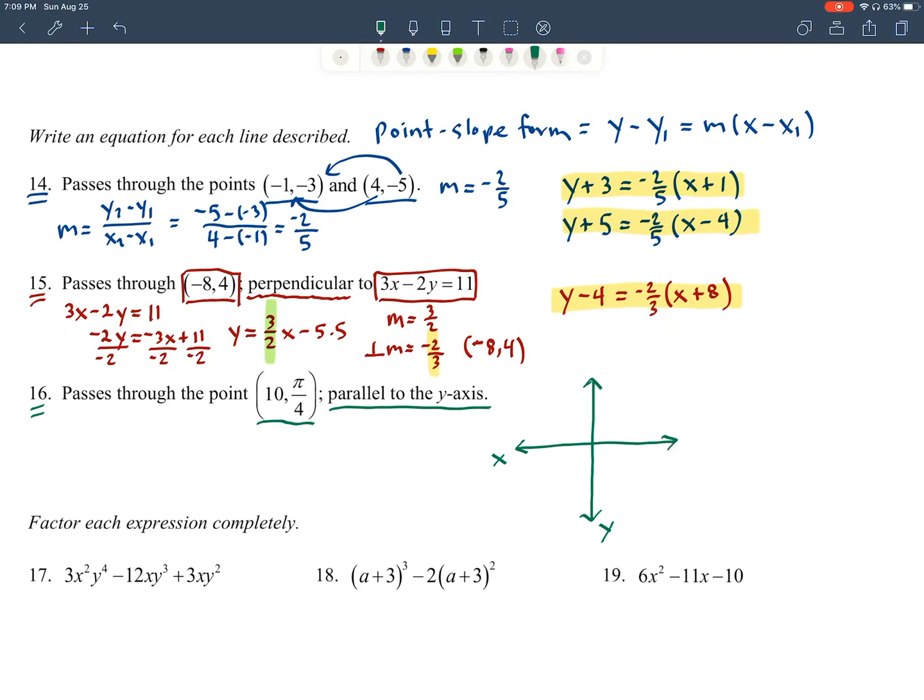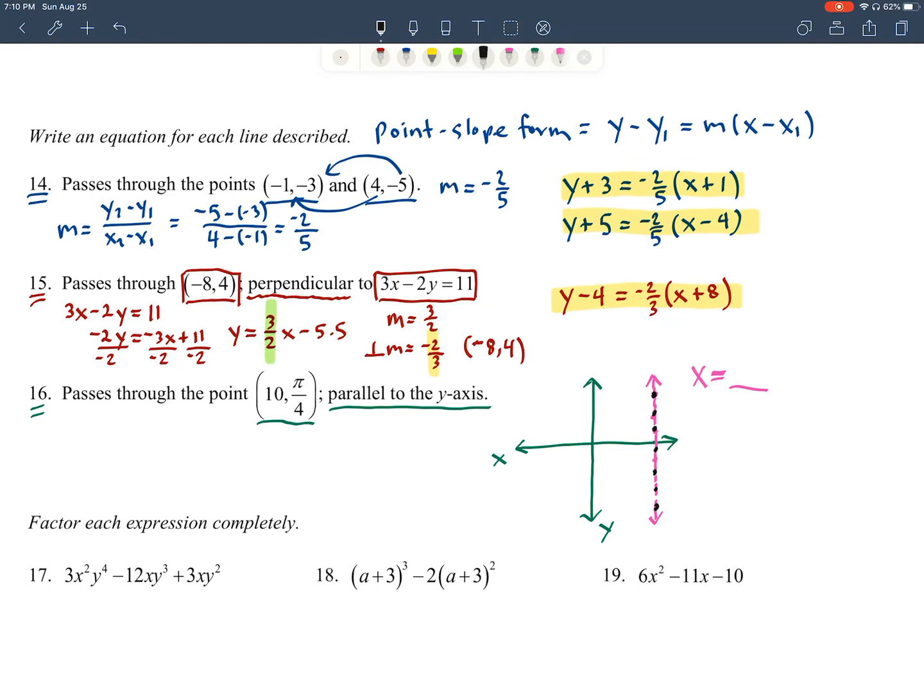Maybe you don't understand where pi over 4 is. It would be pretty close to the x-axis here, but if the line is parallel to the y-axis, that means it's going to run up and down. It's a vertical line, right? And we know that any vertical line is going to be in the form x equals something, because all of these points have the same x coordinate all the way up and down this line.